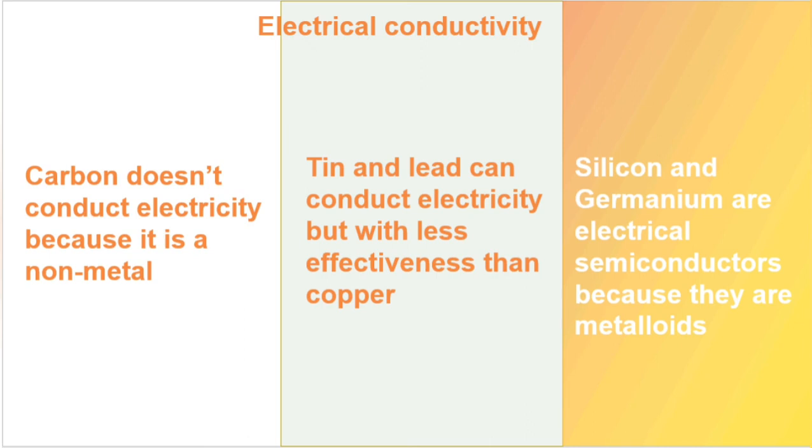And finally, silicon and germanium are electrical semiconductors, and they are considered metalloids. Metalloids are neither metal nor nonmetal. It's a metalloid, an element that falls somewhere between the two.